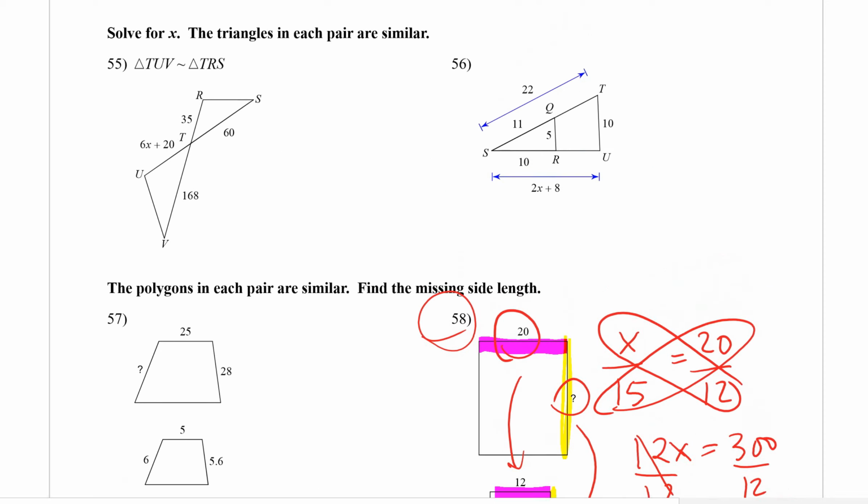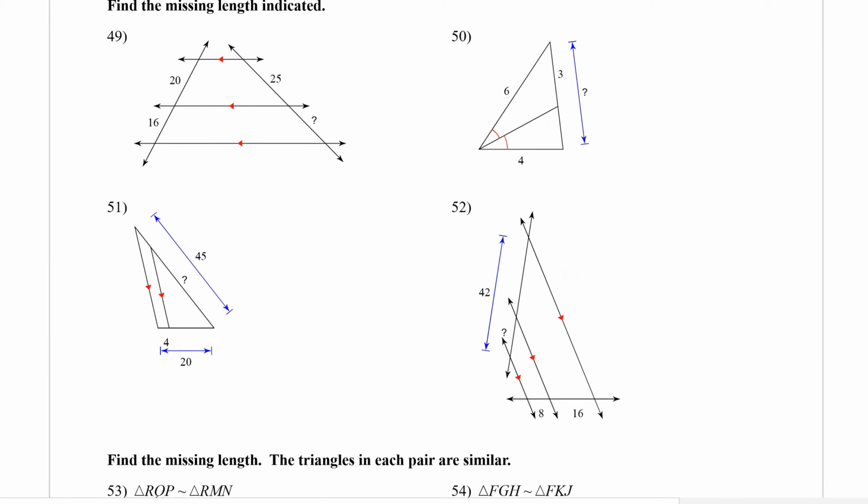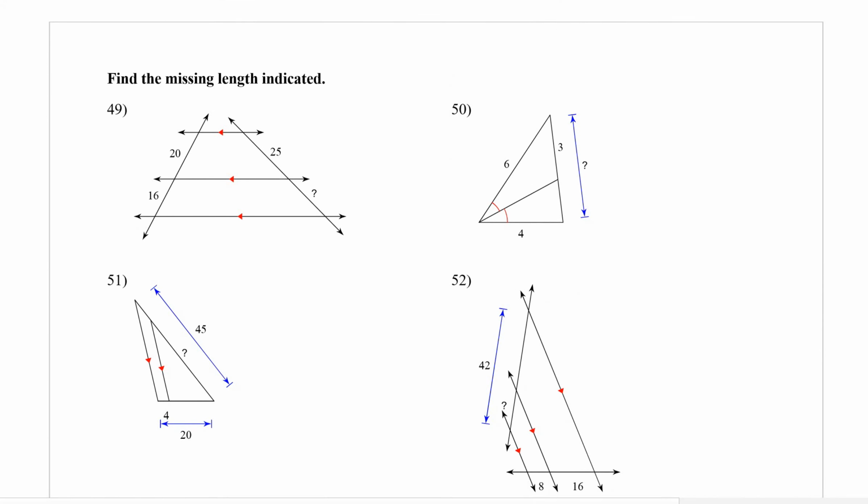Now this changes a little bit if we go back up to a problem like number 49. So here's 20. 20 matches up to 25 in the same way that 16 matches up to the question mark. So we can say 20 over 25 is the same as the fraction 16 over x. And then you cross multiply and solve. Okay?